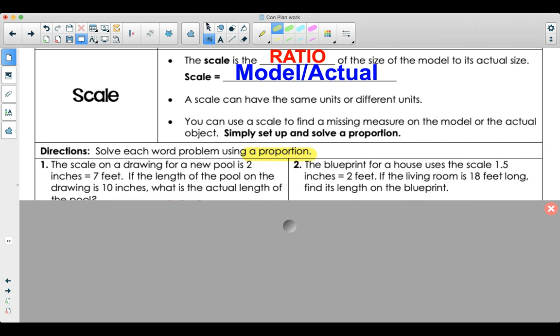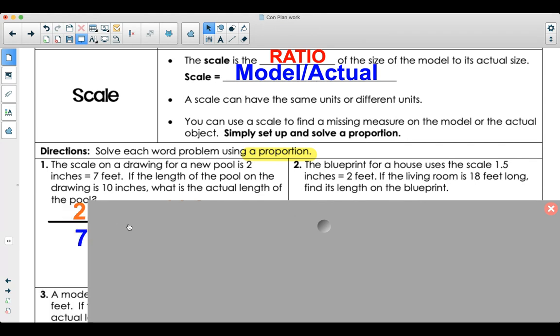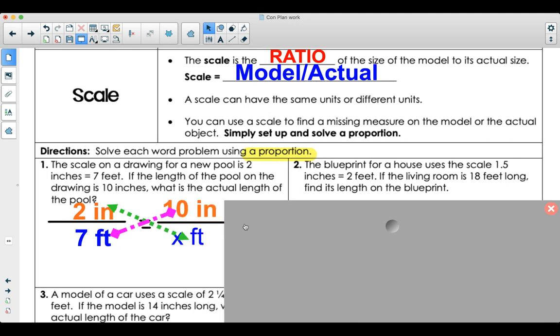Use a proportion. So what I did was I said, okay, 2 inches is equal to 7 feet. So I made one ratio be 2 inches and 7 feet. Now I put 2 inches on top and 7 feet on bottom because that's the way it was written in the problem, right? If I put inches on top on this ratio, what has to be over here when I take the screen shade away? Obviously, it should be inches. So inches on top, inches on bottom. If the length of the pool on the drawing is 10 inches, what is the actual length? Model over actual. So model over actual.